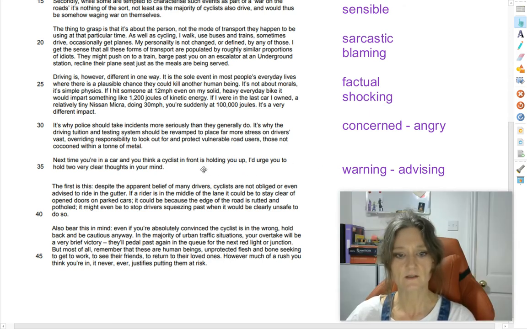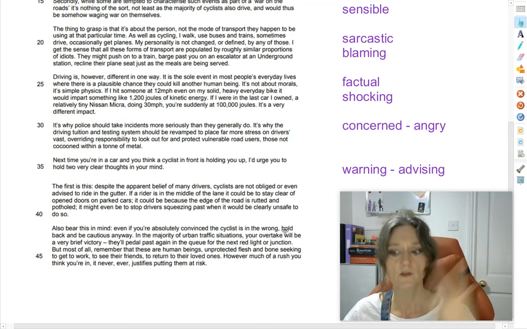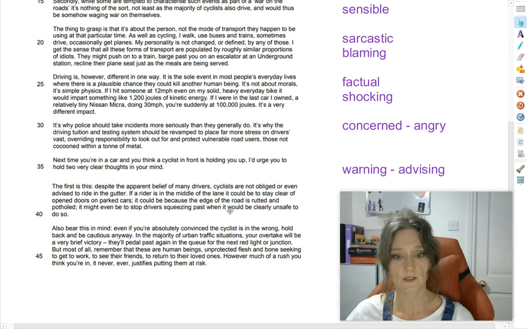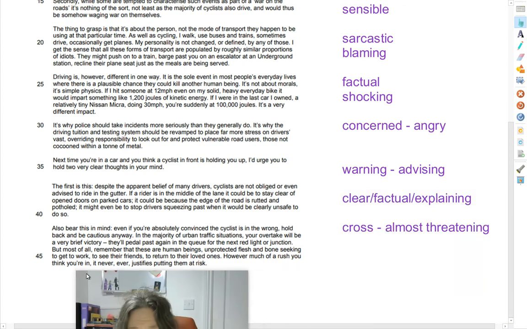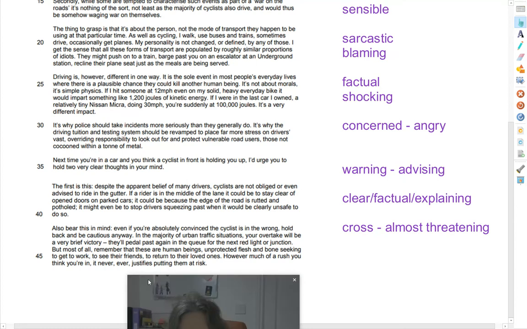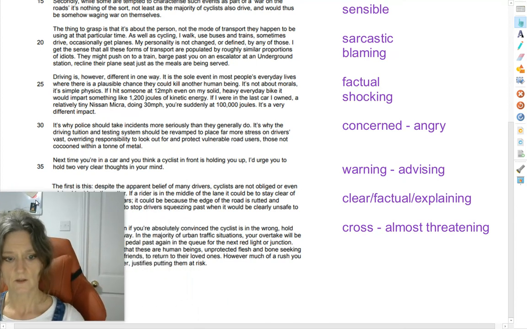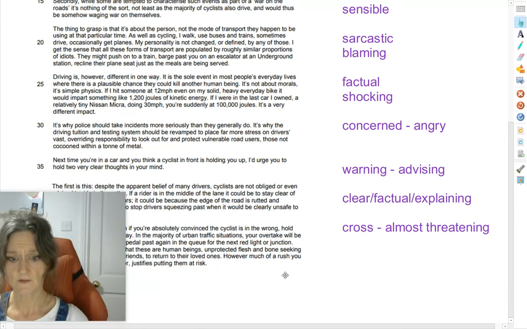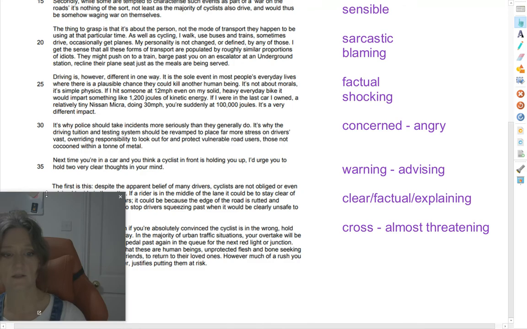"If a cyclist is holding you up, I'd urge you to keep these things clear in your mind." So he's trying to warn and advise, maybe educate a little bit, and says, do this. And then at the end, he gets quite emotive again about things, and he's saying, you could actually kill someone one day. So he's quite cross at the end. He's almost threatening and saying, do you really want that on your conscience? That's how he ends his piece.